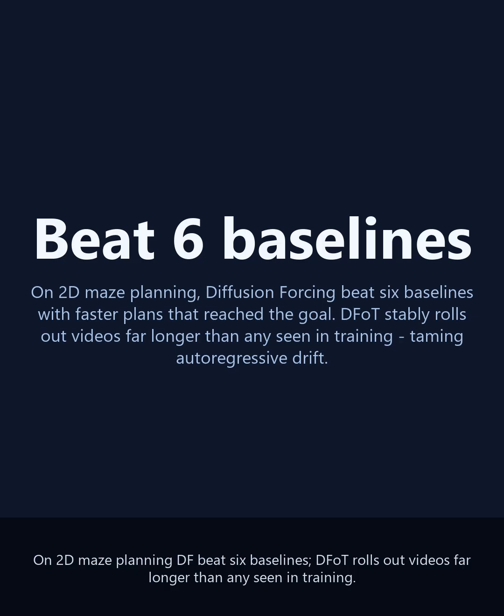Does it work? On a two-dimensional maze planning task, diffusion forcing beat 6 baselines, producing faster plans that reach the goal. In robot manipulation, it carried memory in its latent state to handle long-horizon tasks that trip up plain behavior cloning. And DFoT stably rolls out videos far longer than any it saw in training, the drift problem largely tamed.